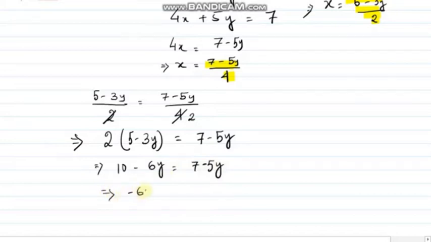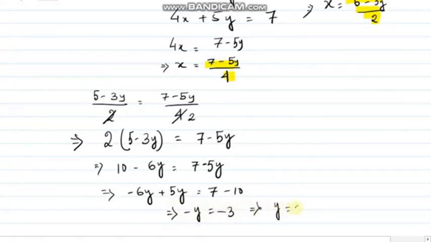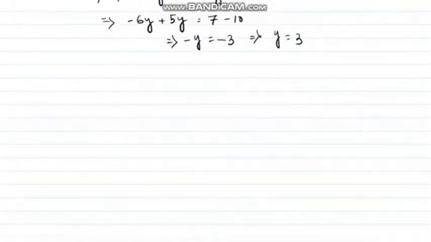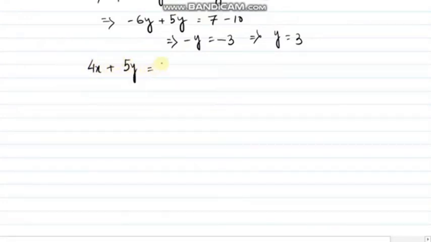Hence minus 6y plus 5y is equal to 7 minus 10. Minus y is equal to minus 3. Ultimately my y will become 3. If I choose the equation 4x plus 5y equals 7 and put the value of y as 3, you can choose the first equation also, that's not a problem.